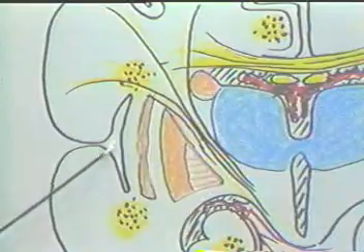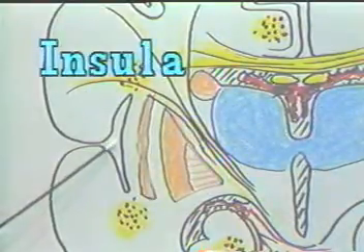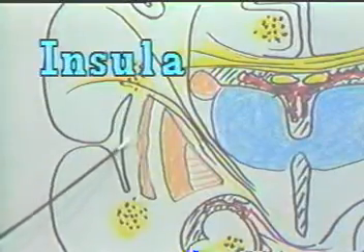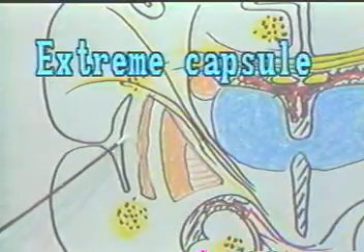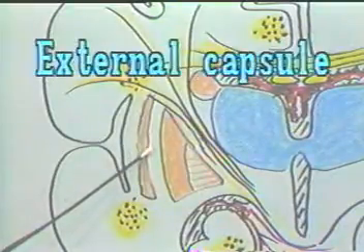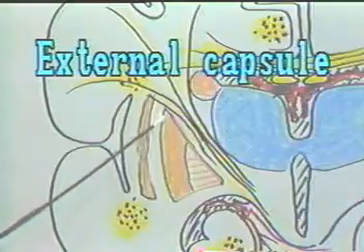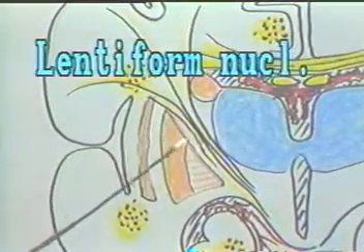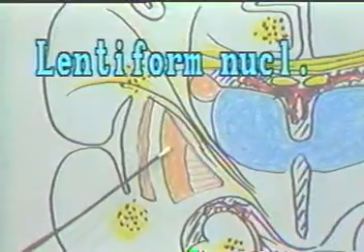Here is the insula, and we will dissect the following structures: the insular cortex, extreme capsule, claustrum, and external capsule, until we come to the lateral surface of the lentiform nucleus here, which is represented by the putamen.